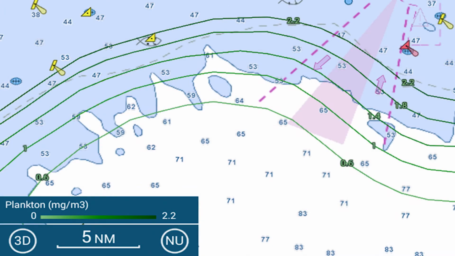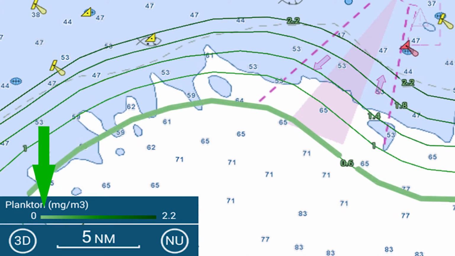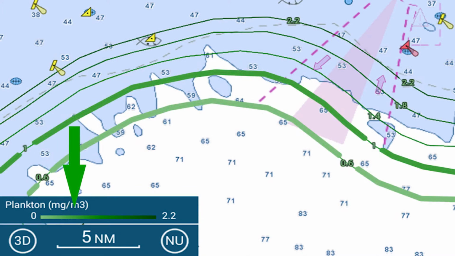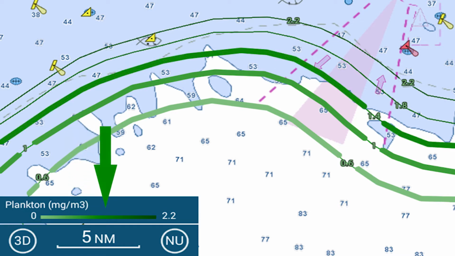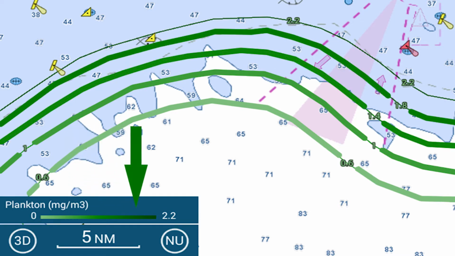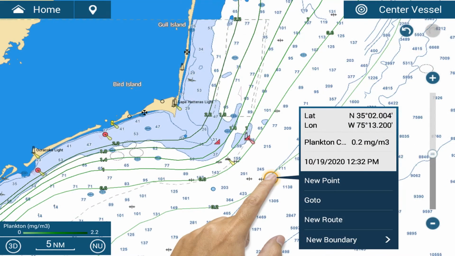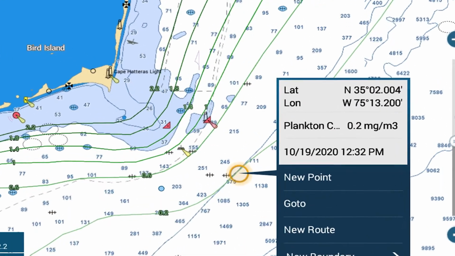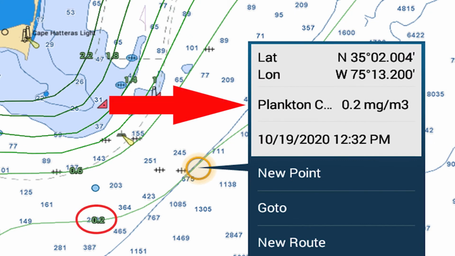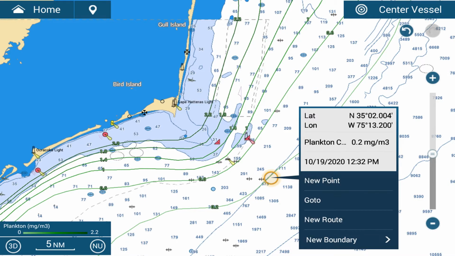If you look at the legend, you'll notice that the areas with less amounts of plankton are shaded in light green, and the areas with greater amounts of plankton are shaded in darker green. You can also hold the cursor on a specific point along the plankton line, and details will appear in the information box. Now, let's review plankton front strengths.